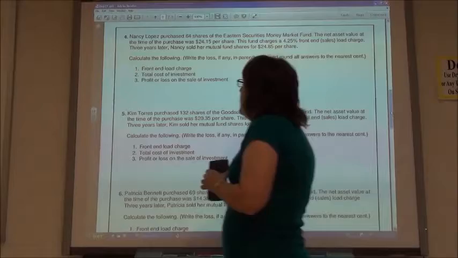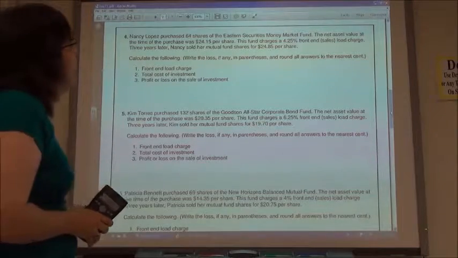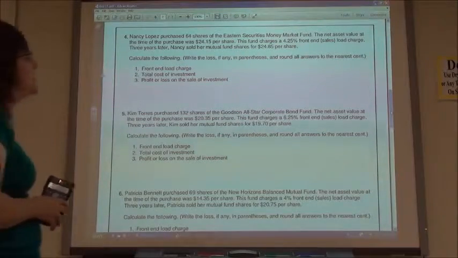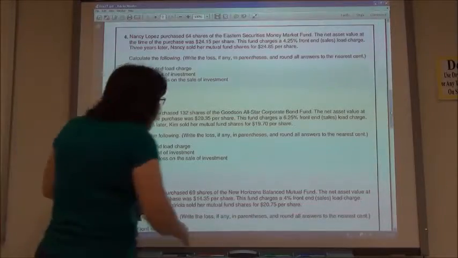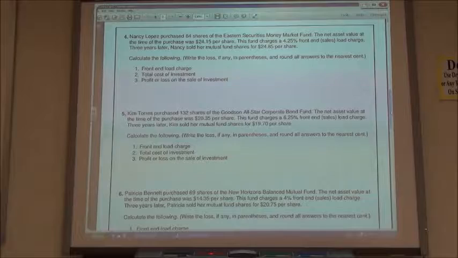Number 4 says Nancy Lopez purchased 64 shares of the Eastern Security Money Market Fund. The net asset value at the time of the purchase was $24.15 per share. The fund charges a 4.25% front-end sales load charge. 3 years later, Nancy sold her mutual fund shares for $24.85 per share. Calculate the following, write any loss in parentheses, round your answer to the nearest cent.